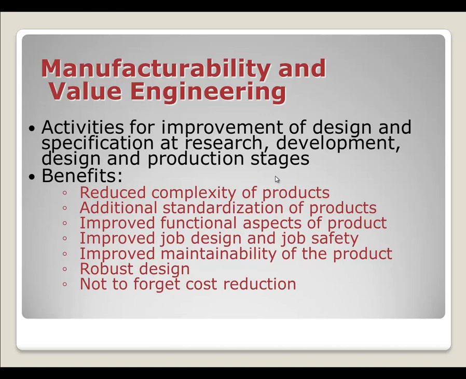The research of product development should include manufacturability. In other words, could it be manufactured? We should look at the ability to manufacture that product. So what are the activities that are needed to improve the design and specifications during that research? And this is what we'll be looking at during this chapter.